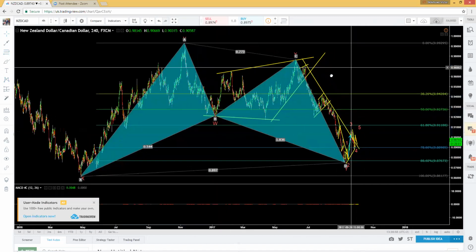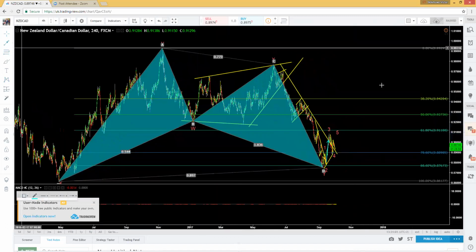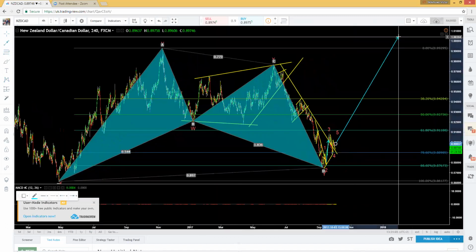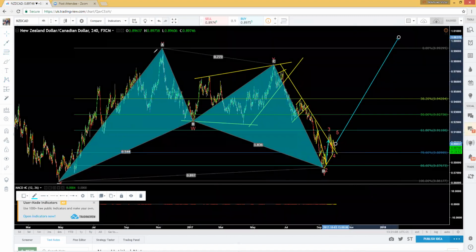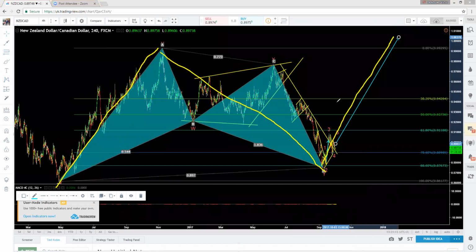So this should go all the way. A bat target should be like this. A bat is a 3-wave. So if we're looking at this as a bat, this is your impulse XA move. This is a B, and then your target. This move should be equal to this move. You can just count how many pips you still have to go here, all the way up to 1. Okay, and this is a 4-hour chart. There's still so many pips ahead here.